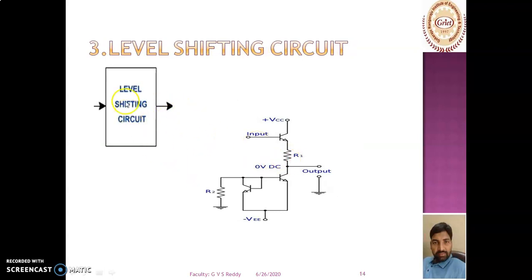So this is the third block of the operational amplifier, which is known as the level shifting circuit. This is the actual internal circuit diagram. This circuit is useful to nullify whatever undesired DC is present at the output of the second differential amplifier.